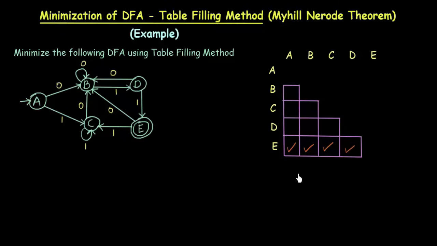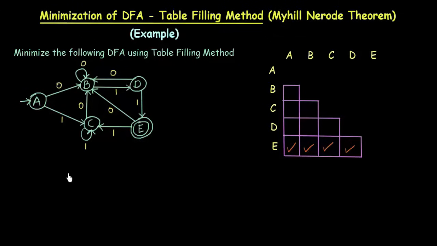So we have completed the first step in our procedure, and then coming to the next step, we have to look at the pairs which are unmarked in our table, and for each pair we have to check where the state pairs go on particular inputs and check if the pairs that are generated by that are marked or not, and accordingly we have to mark them or keep them unmarked. So let us check that.